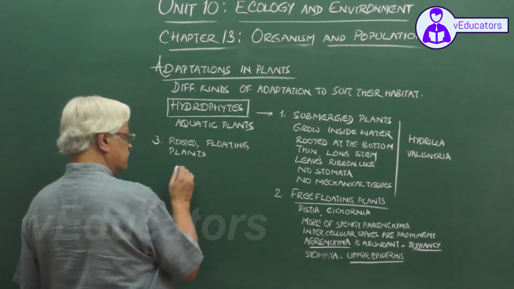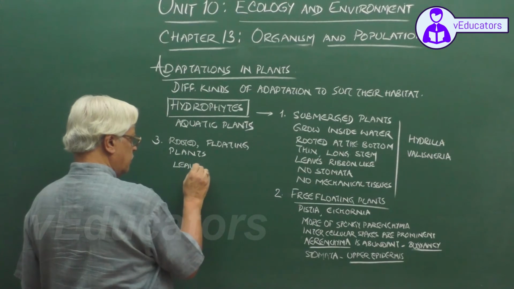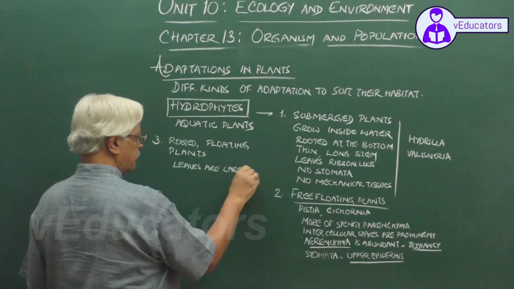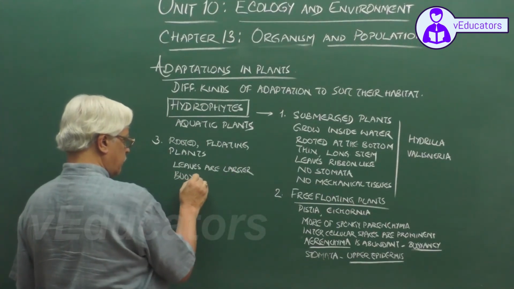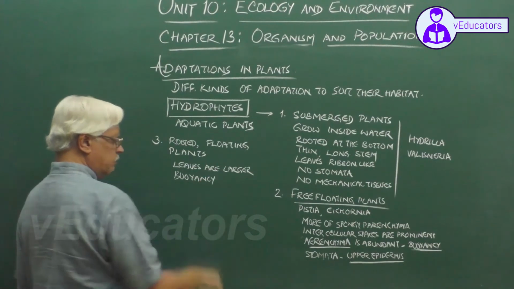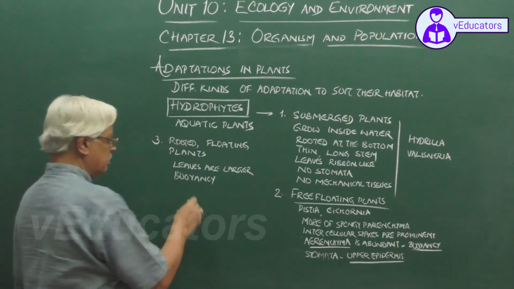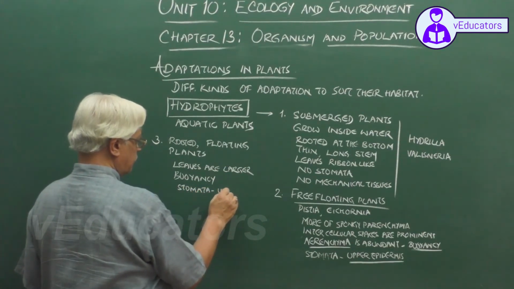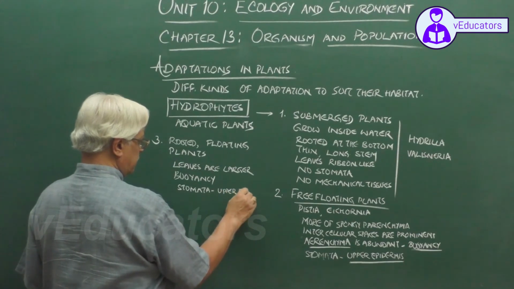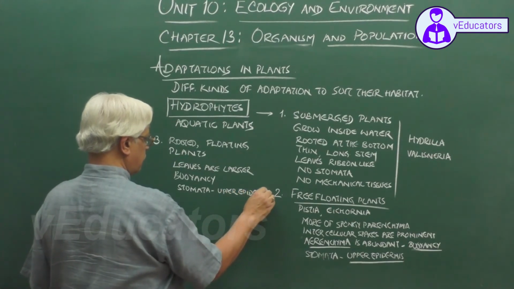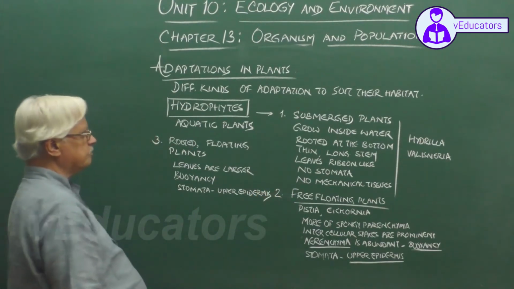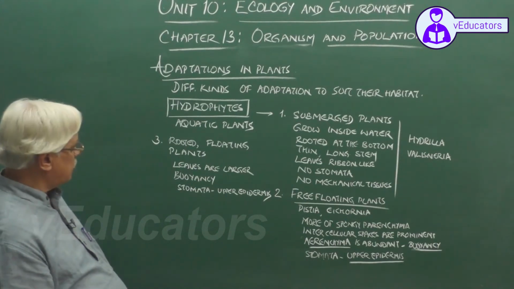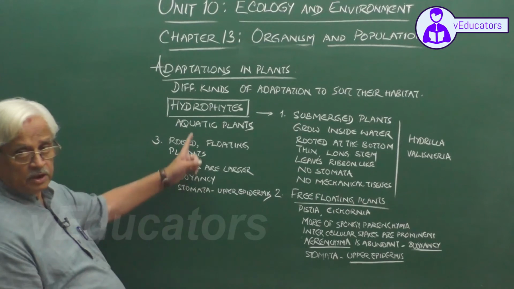In the rooted floating plants also, the leaves are larger, contain aerenchyma for buoyancy, and stomata are found on the upper epidermis. So these are the three kinds of situations that we see in aquatic plants.